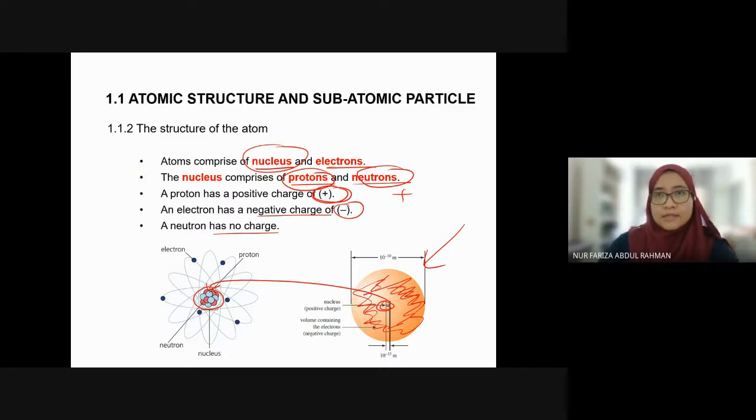It's not like our solar system. An electron does not orbit the nucleus. So this is not the case for electrons. But what we know is that the electron can be found outside the nucleus.